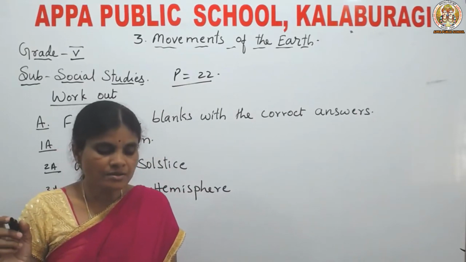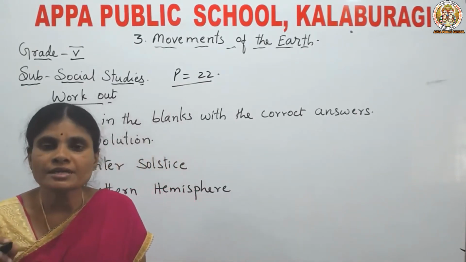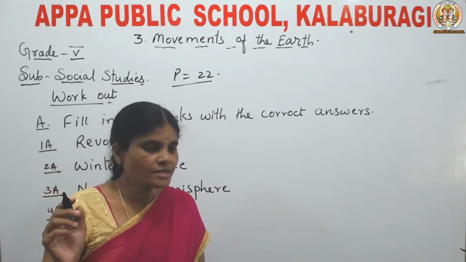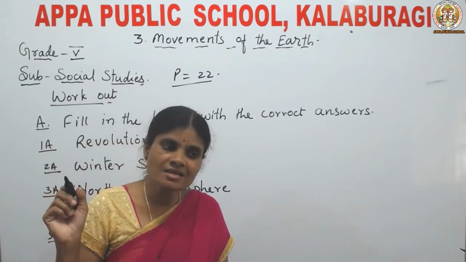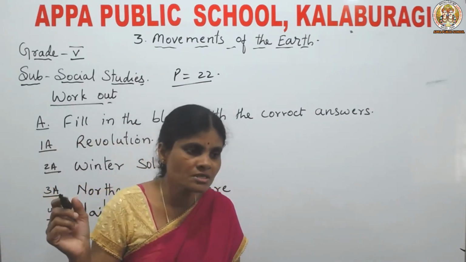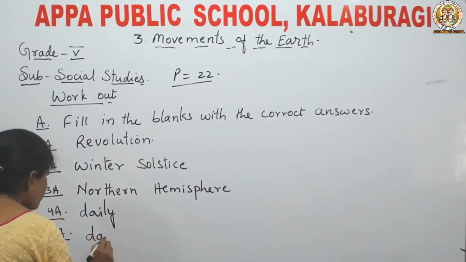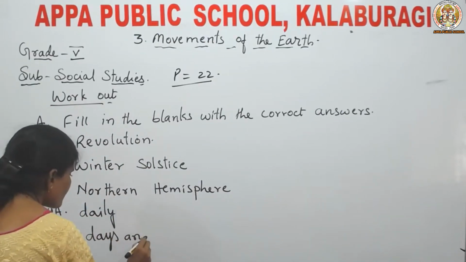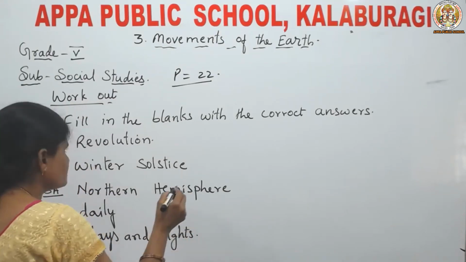Fifth one, the rotation of the earth causes dash. Already I told you in the beginning, rotation of the earth causes days and nights. Revolution of the earth causes seasons. Here, days and nights.